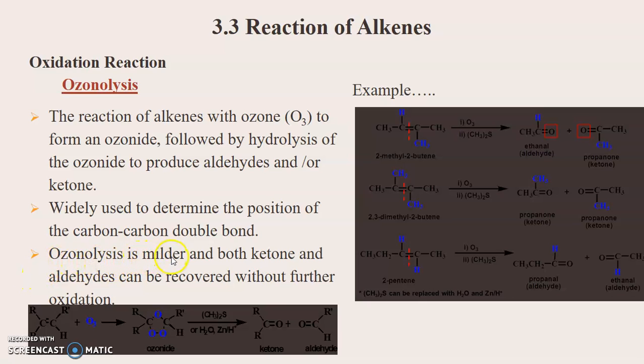Ozonolysis is milder, and both ketone and aldehyde can be recovered without further oxidation. We can get the ketone and aldehyde that will be produced in this reaction. So this is the ozonide. The alkene reacts with ozone to get the ozonide. This is the intermediate, and this will split to form aldehyde.